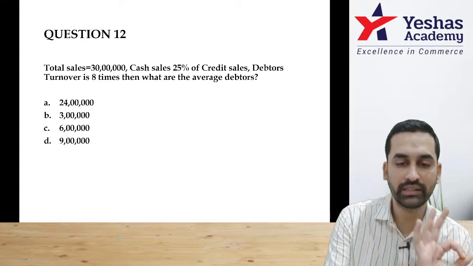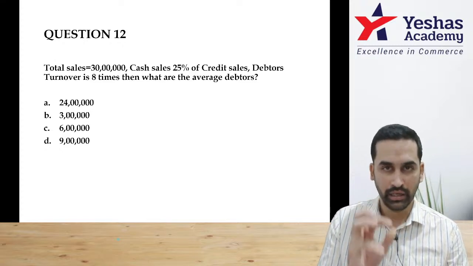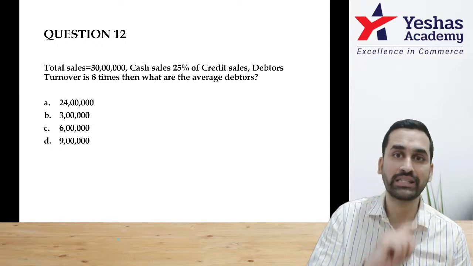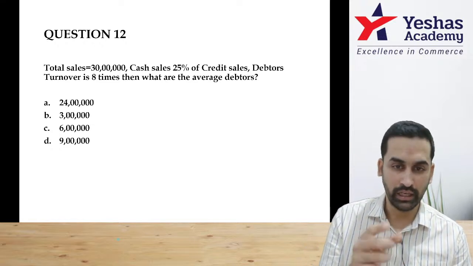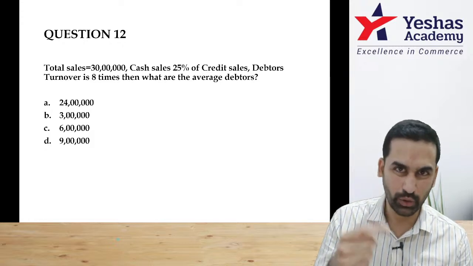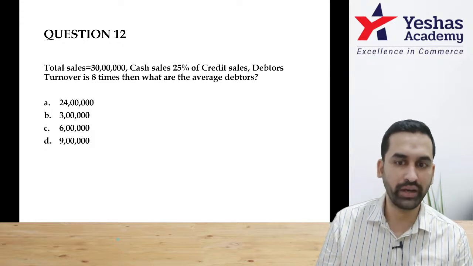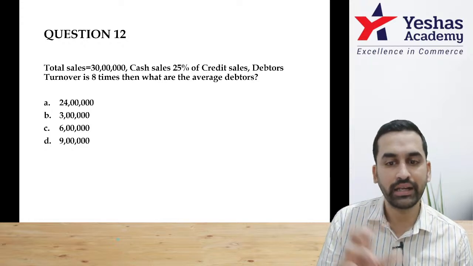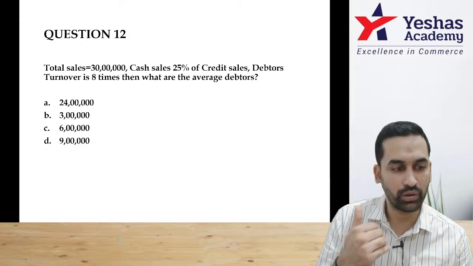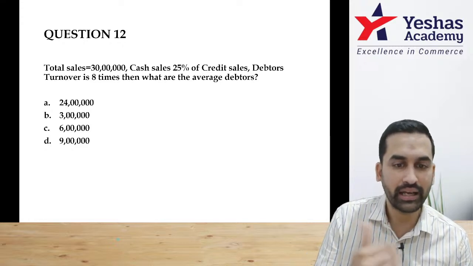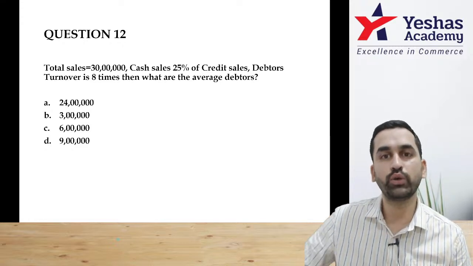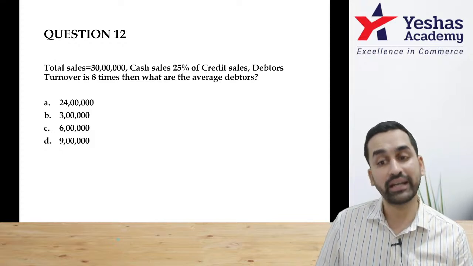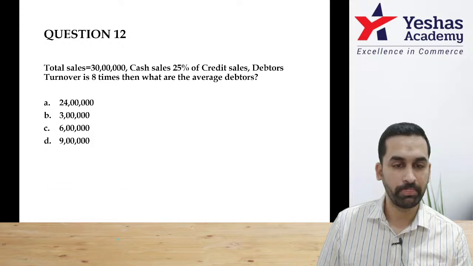First of all, please understand the sentence. Cash sale is 25% of credit sale. Therefore, let the credit sale be X. That means cash sale will be 0.25x. Therefore, total sale is equal to credit sale plus cash sale. So it will look something like this. 30 lakh is equal to x plus 0.25x. From there you can find out the value of x. That will be credit sale.